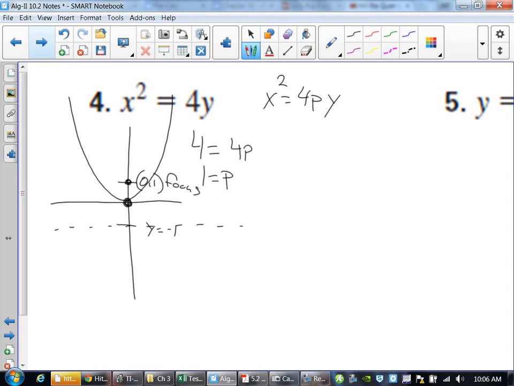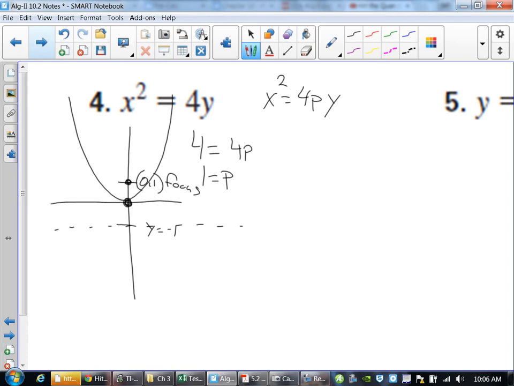Where did you get the 4p, like the 4 equals 4p? Every one of these has a generic form. If it's an x squared parabola, it's going to be x squared equals 4py. If it's a y squared, it'll be 4px. What we're doing here is using this value of 4p to figure out the value of p, because this p value tells me how far I'm moving it upward or downward.